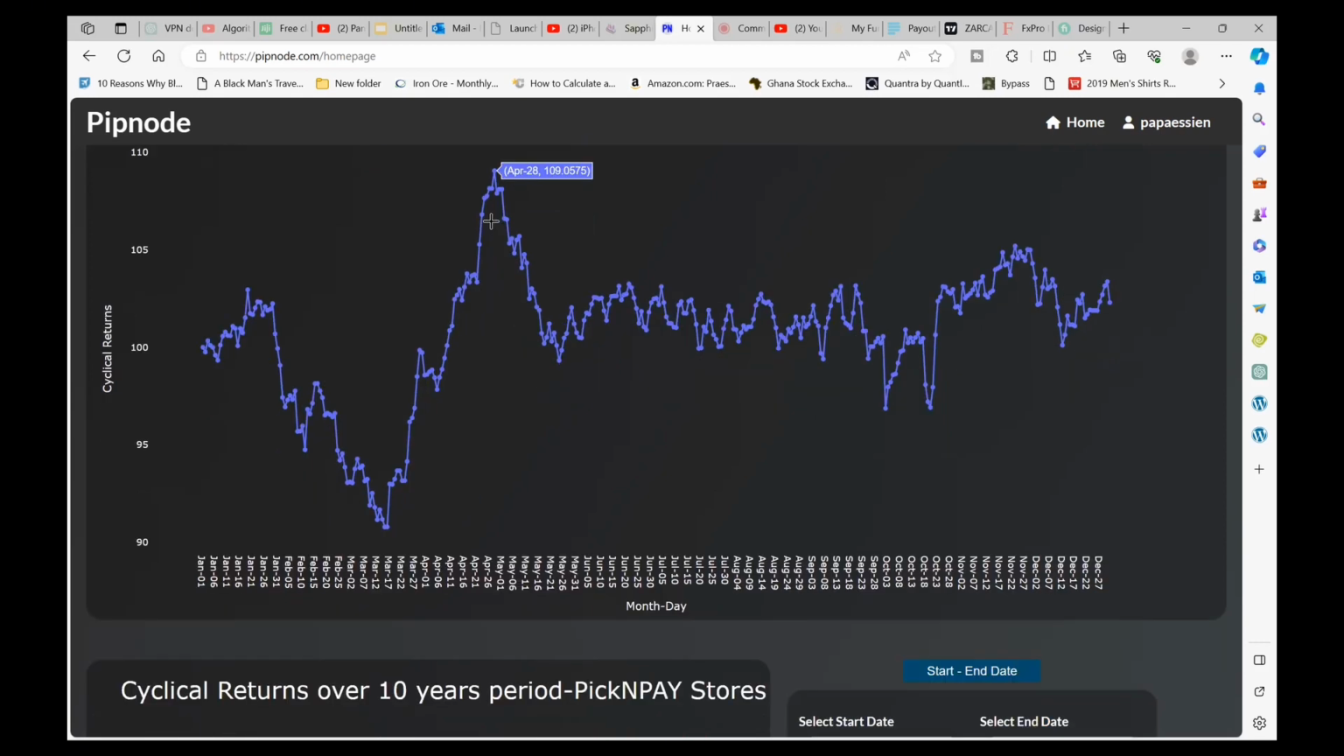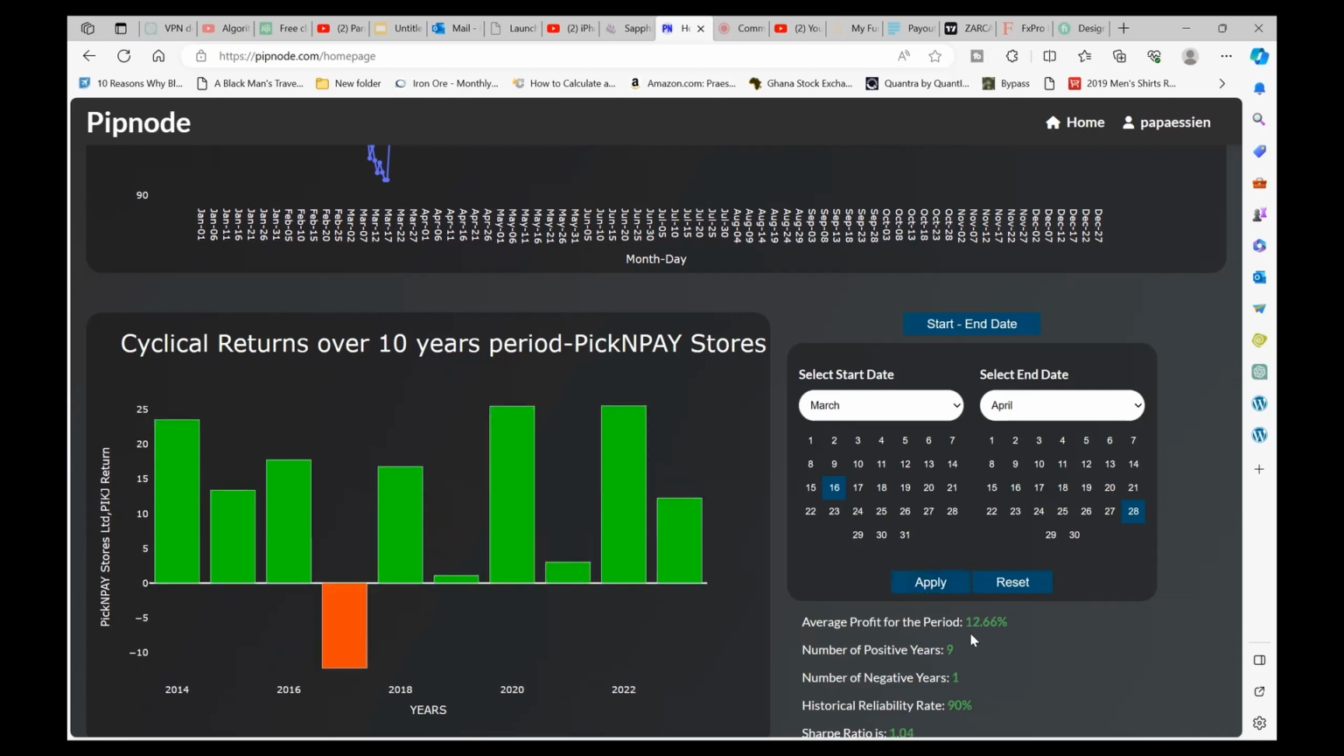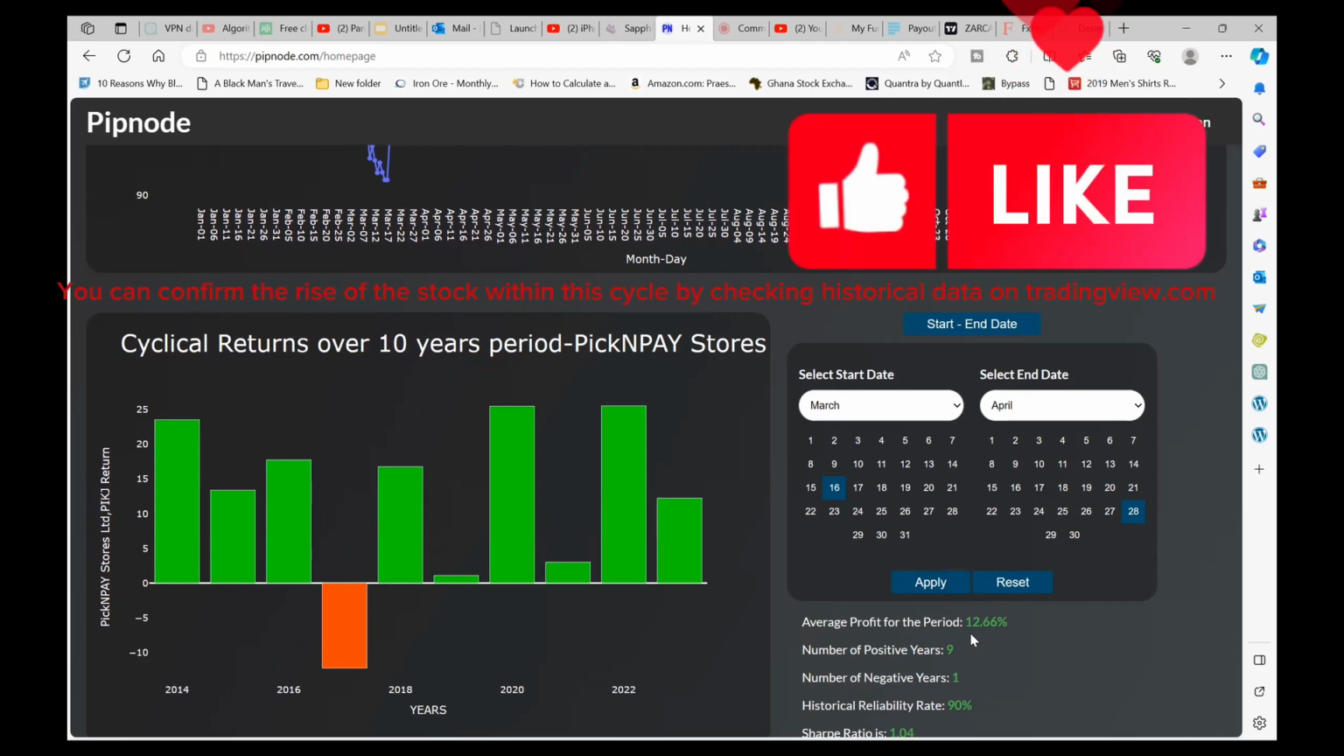So we are testing over the past 10 years to see what has happened around this time of the year. So March 16th to April 28th. Before we do that, you can see that the average price for the period, that's from January to December, just holding is 3.72. Now watch what happens when we check for March, between March and April. There you go. So you can actually see that just between 2 months, we are making much more than what we would have made holding it for the entire year, which is why cyclical investing is something that you really need to consider.